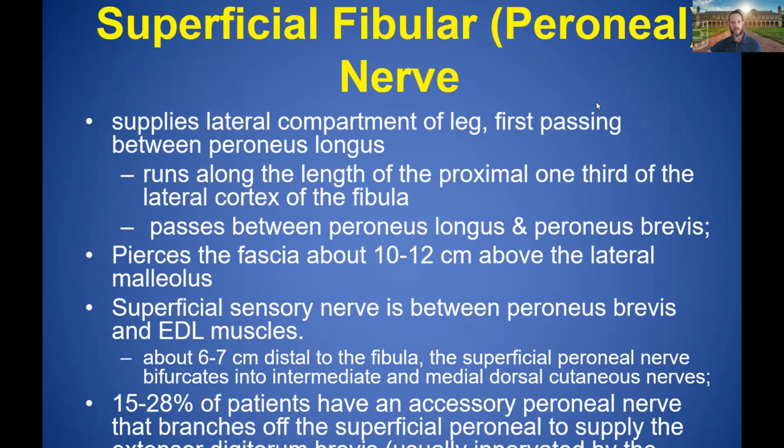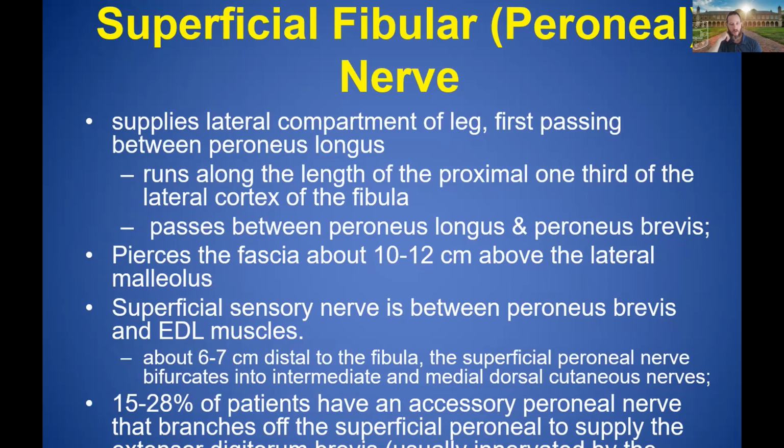The superficial fibular nerve is a small nerve, but generally speaking can be identified with ultrasound. It supplies the lateral compartment of the leg, first passing between the fibers of the peroneus longus to then run along the length of the proximal third of the fibula. It passes between the peroneus longus and peroneus brevis, and then it runs through the fascia, dividing the peroneus brevis and the extensor digitorum longus to become more superficial, at which point it pierces the fascia, usually 10 to 12 centimeters proximal to the lateral malleolus.